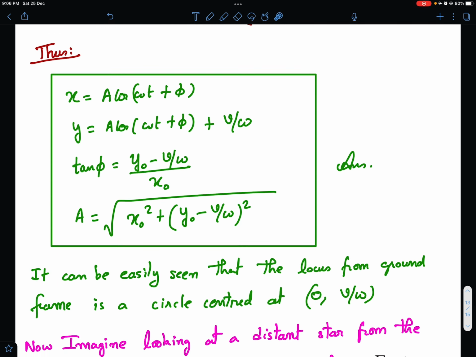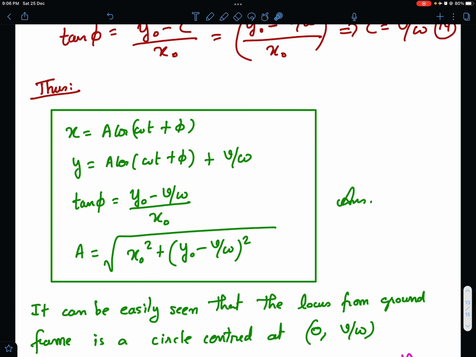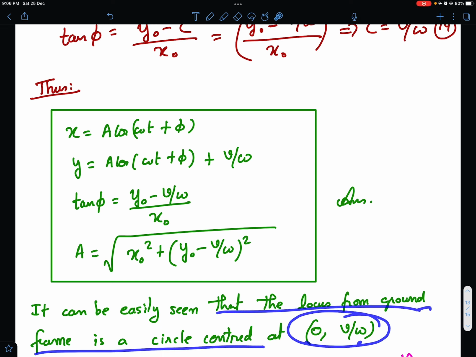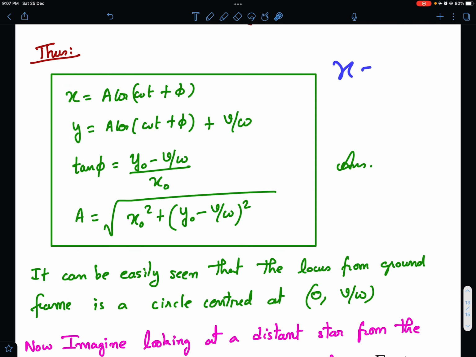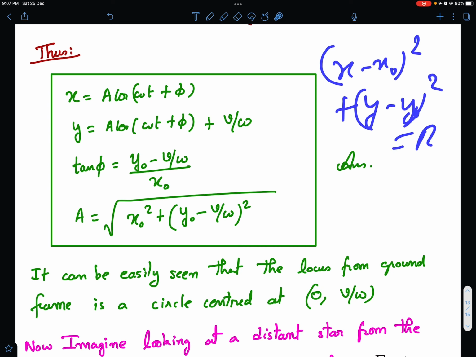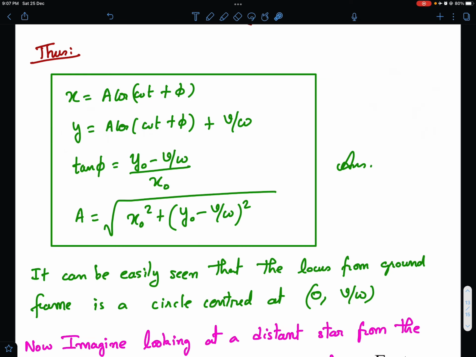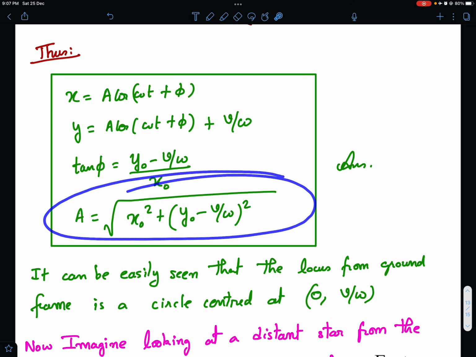Okay, now you can easily see that the locus from the ground frame is a circle centered at (v0, v by omega). Why? Because the equation of a circle is (x minus x naught) square plus (y minus y naught) square equal to r square. If you rearrange this equation, taking v by omega here, this becomes (y minus v by omega) whole square, plus x square becomes a square. So the radius is a. So the particle goes in a circle of this radius.